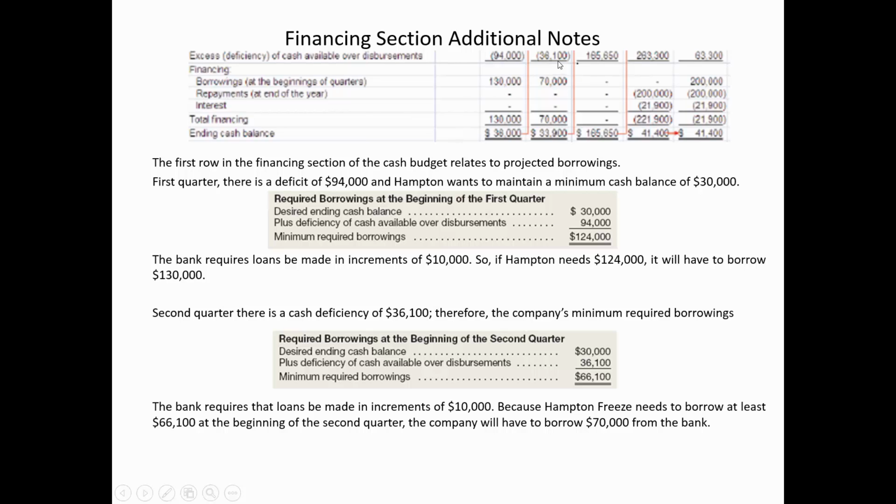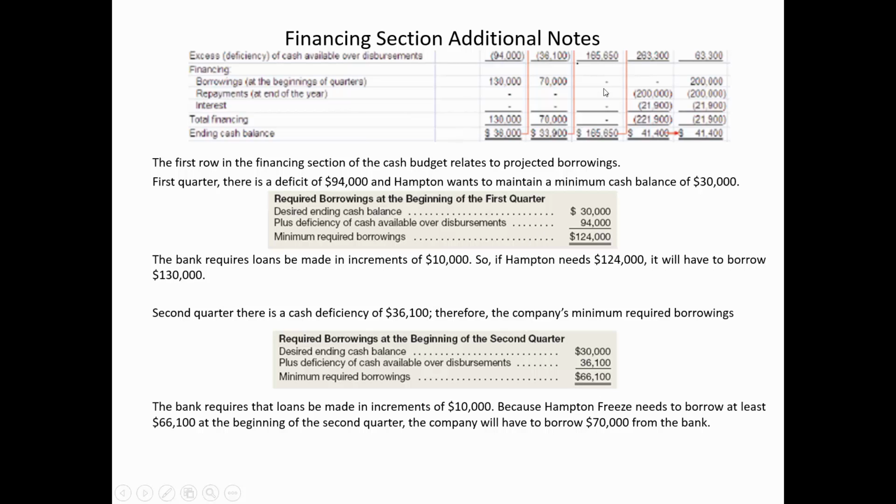Next, we see there's a cash deficiency in the second quarter of $36,100. So how do we look at that? The desired ending cash balance, again, for each quarter is $30,000. Then the deficiency of cash available over disbursements, $36,100. That's from the previous schedule. So the minimum required borrowings will be $66,100, but again, we have to borrow in increments of $10,000, so we will need to borrow $70,000. So that's how it's calculated.